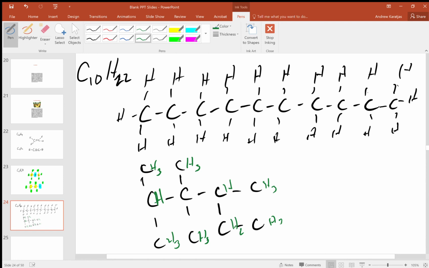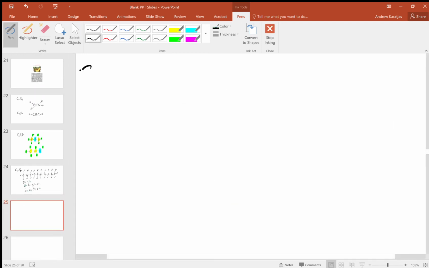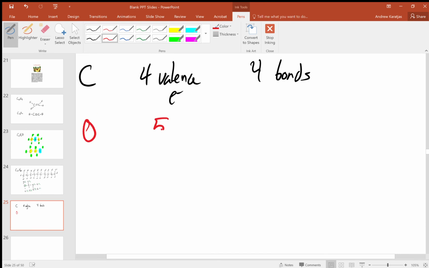So there's 3 main points that I'm hoping that you take from this. First, hopefully we remember how to draw Lewis structures. Second, we see patterns. So carbon, 4 valence electrons, always forms 4 bonds.